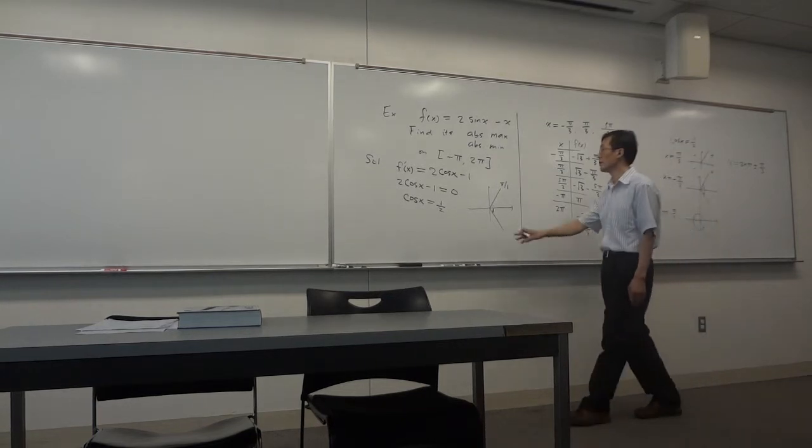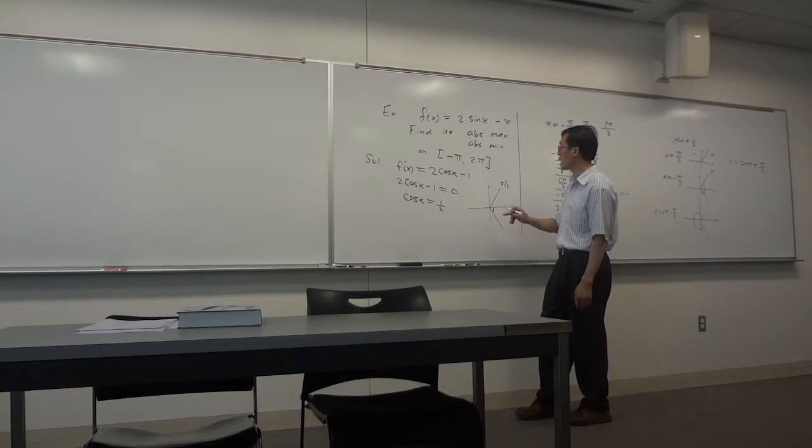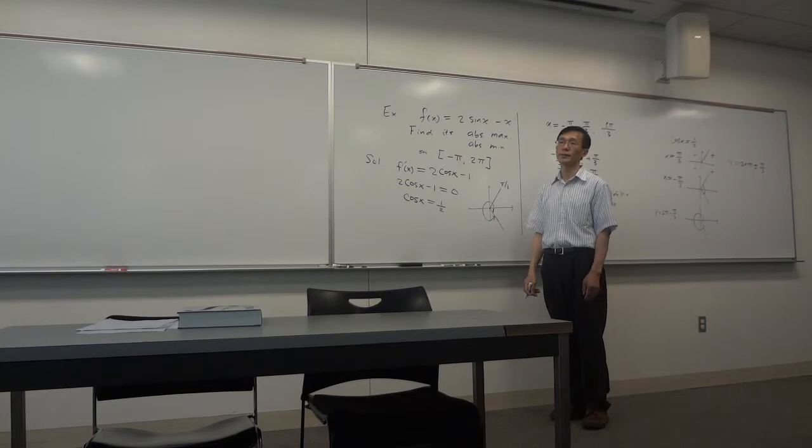Exactly. Let me just finish off. So minus pi over 3 is this. Now what is 5 pi over 3? It's this one. Okay? Yeah, I was just making sure.